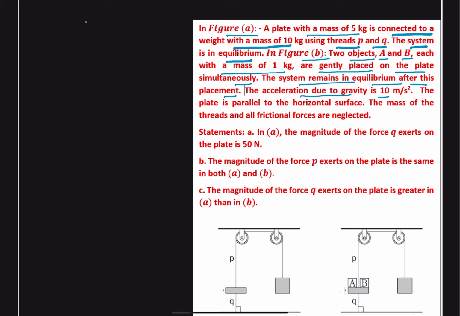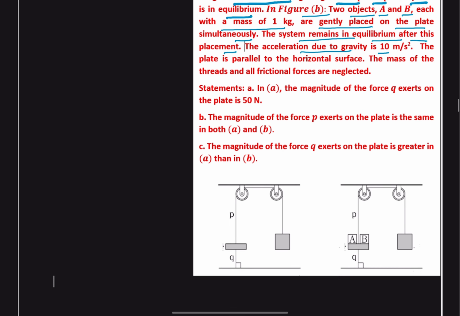The acceleration due to gravity is to be taken as 10. The plate is parallel to the horizontal surface. The mass of the threads and all frictional forces are neglected. And based on this question, we have these three statements.